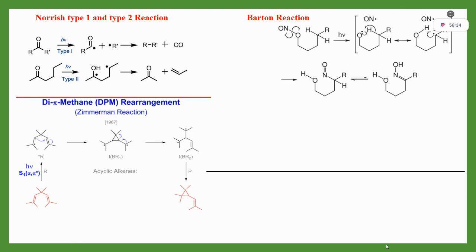So next comes Barton reaction. In Barton reaction, your alcohol is converted to nitrite. Now you have alpha, beta, gamma, delta. So in Barton reaction, you should remember in Norrish type 2 reaction, gamma hydrogen abstraction is there. Gamma hydrogen abstraction. Okay. But in Barton, delta hydrogen abstraction is there.